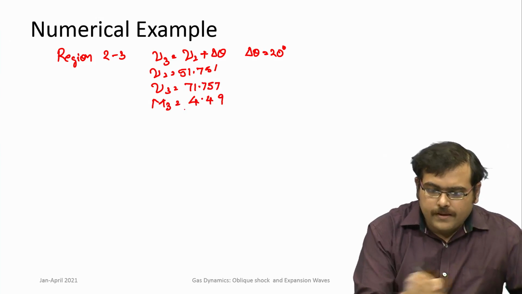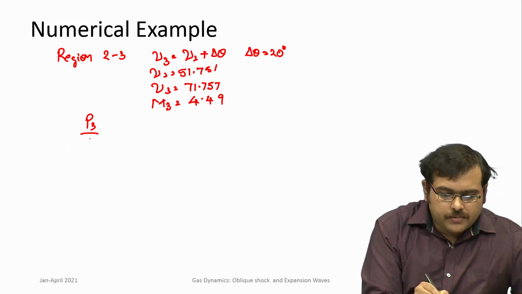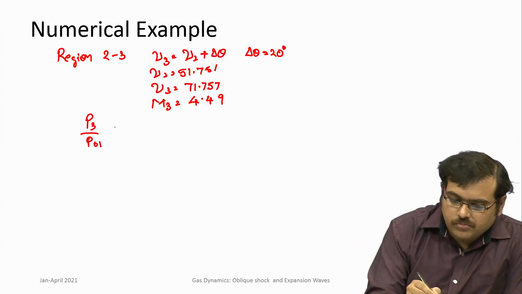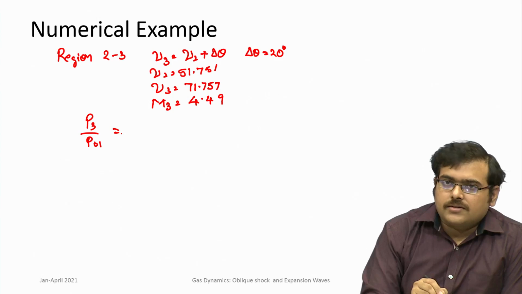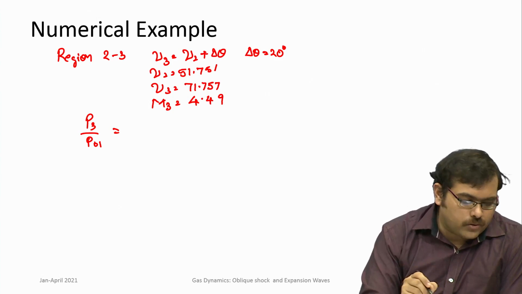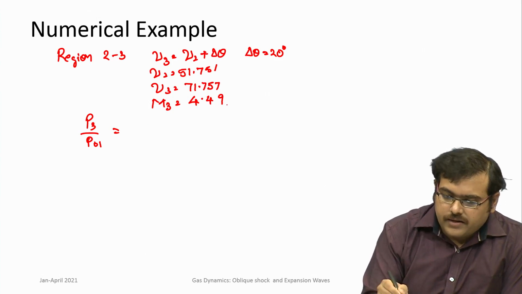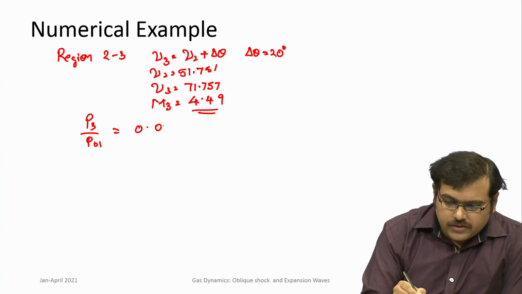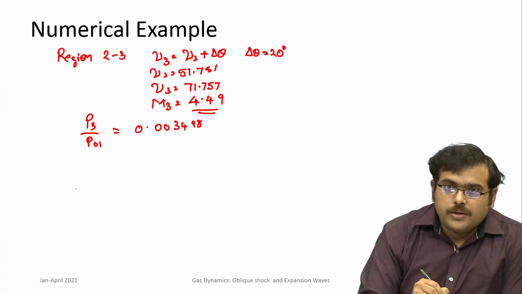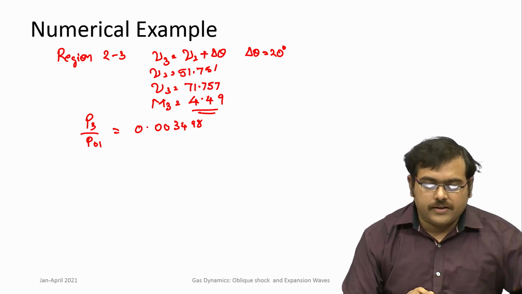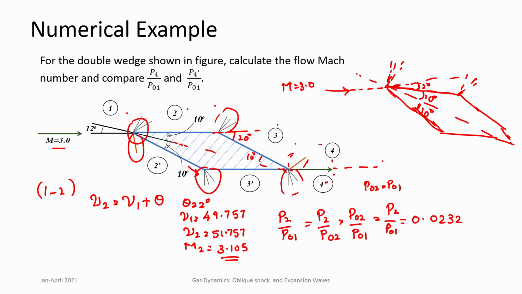So, now we need P3 by P01. Again, the stagnation pressure has not changed either in region 2 or in region 3, isentropic flow. So, directly you can find P3 by P01 for 4.49, which is 0.003498. Now, between region 3 and region 4, there is an oblique shock.